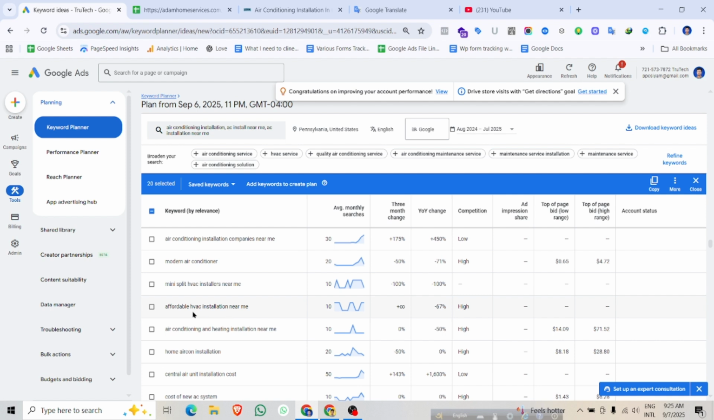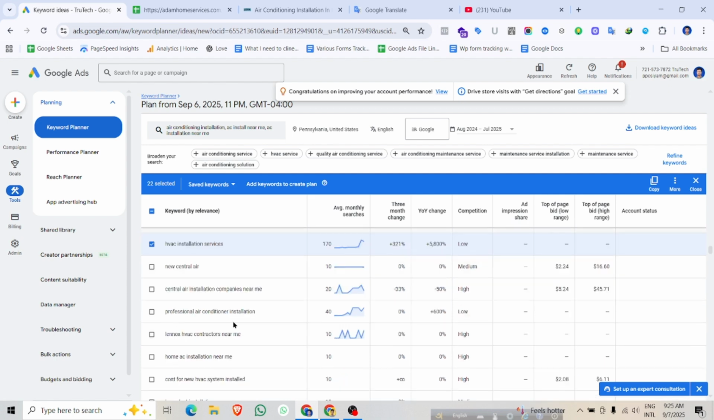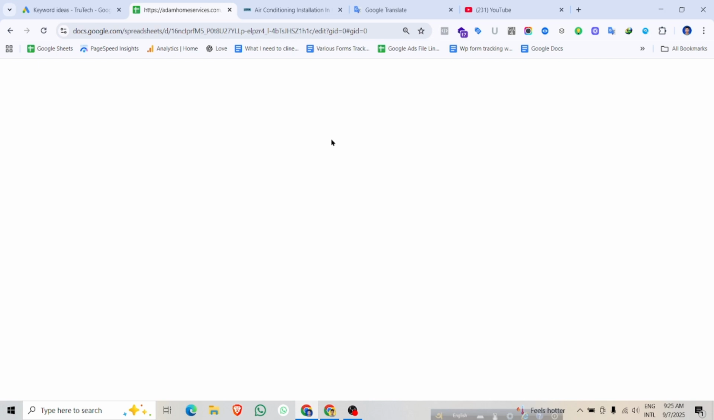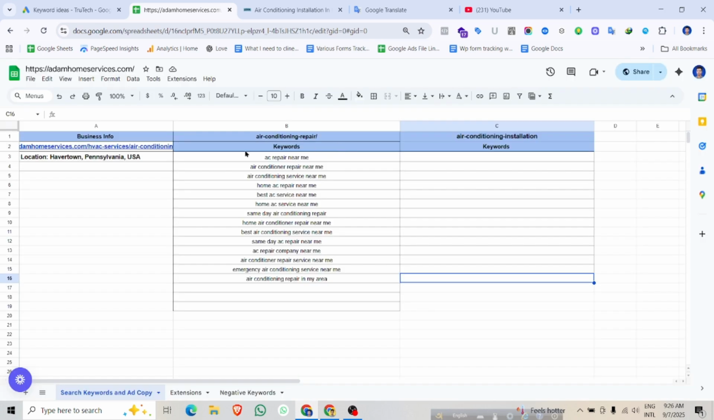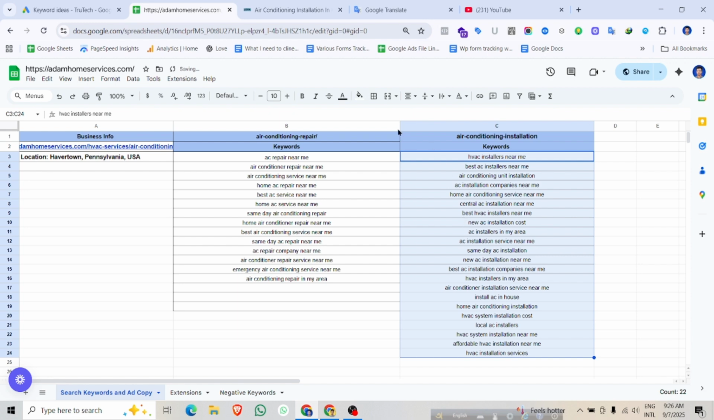Affordable HVAC installation near me. Yes, if your service is affordable, you can put this down. Without providing affordable service, you cannot include this type of keyword. HVAC installation service. Okay, these keywords are good for me, so I include them in our Google Sheet. This type of keywords is for me and my Google Ads PPC campaign. I found these keywords for installation only, not repair.